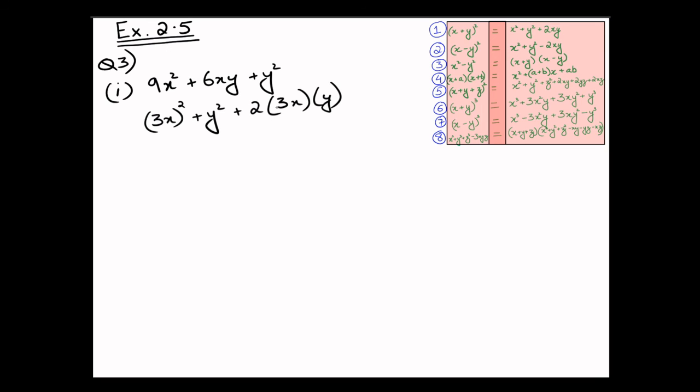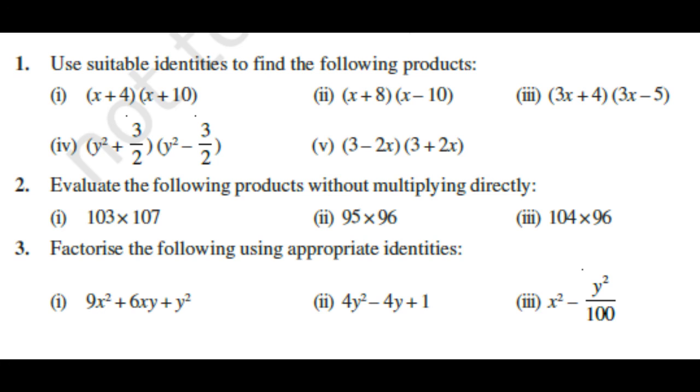Does this seem familiar to you? This is very similar to identity number 1. From the identity, x is behaving like 3x, y is behaving like y itself. And therefore, when I factorize this, it will factorize to x plus y whole square, or rather in this case, 3x plus y whole square, which is the solution. The second part is 4y square minus 4y plus 1.